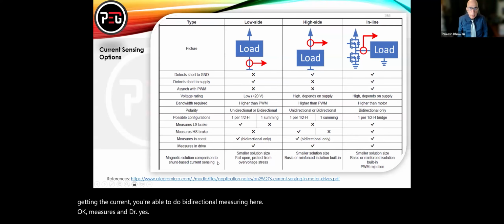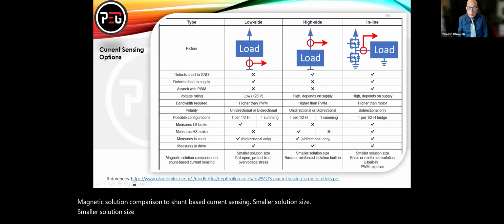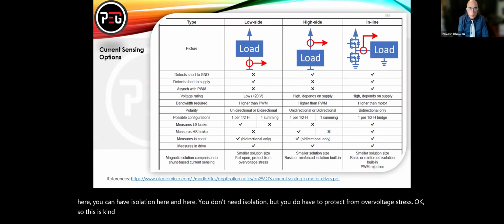Magnetic solution comparison to shunt-based current sensing: smaller solution size, basic or reinforced isolation, built-in PWM rejection. So you can have isolation here, you can have isolation here, and here you don't need isolation, but you do have to protect from overvoltage stress. Okay, so this is a summary for your three sensor schemes.